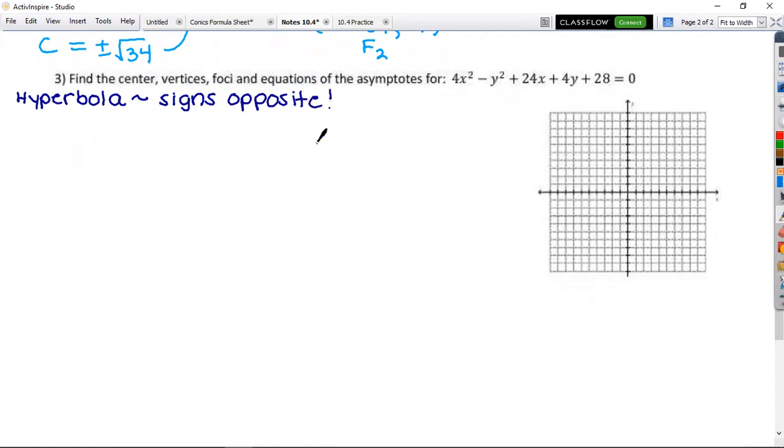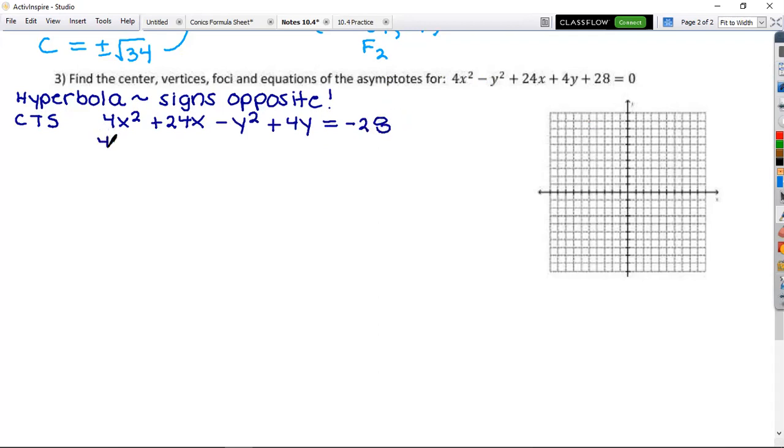All right, what do you need to do with a question that looks like this in general form? Completing the square. Okay, so this is the long one. So we've got to do completing the square. All right, so I'm going to take a 4x squared plus 24x minus the y squared. We have next plus the 4y equal to negative 28. Just like yesterday.